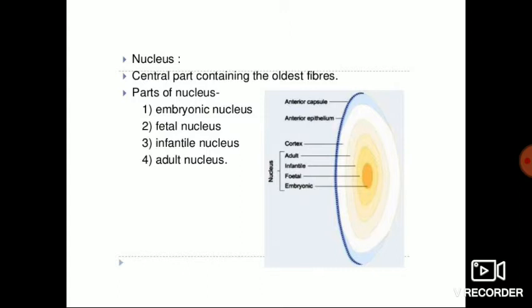The primary lens fiber cells formed in the lens vesicle during embryogenesis form the embryonic nucleus, which is the innermost nucleus of the lens. The embryonic nucleus is formed before birth. After that comes the fetal nucleus, which represents 3 months till birth. The infantile nucleus represents birth to puberty and the adult nucleus is after puberty.